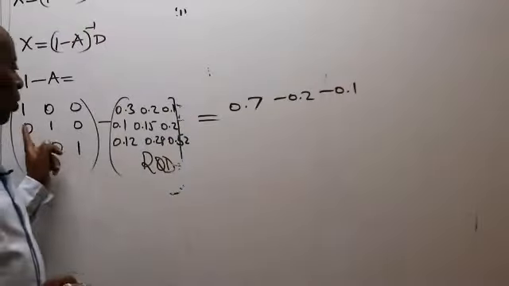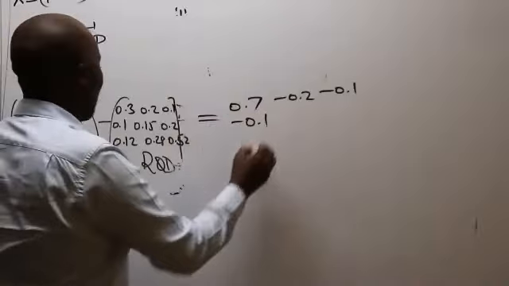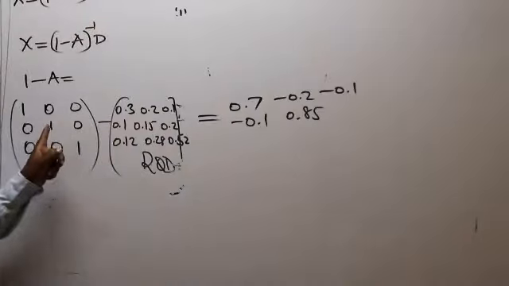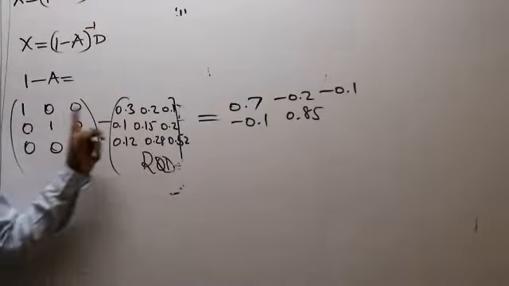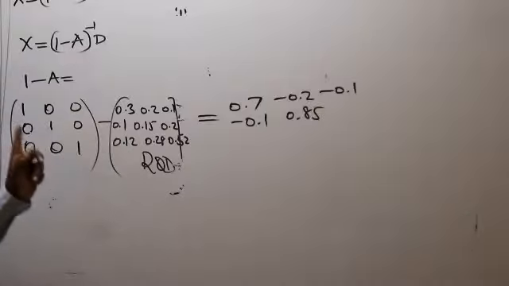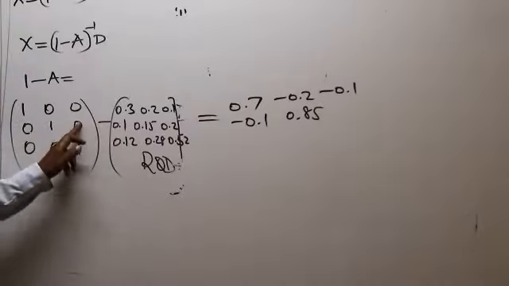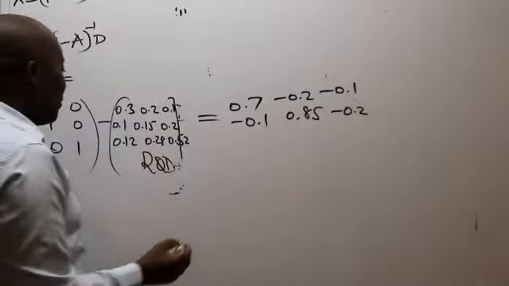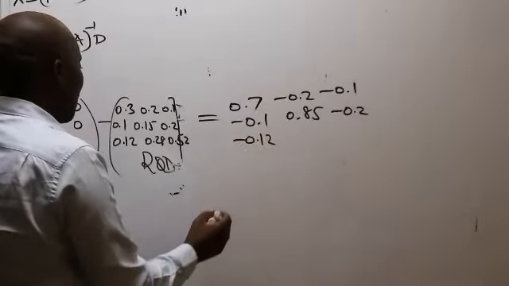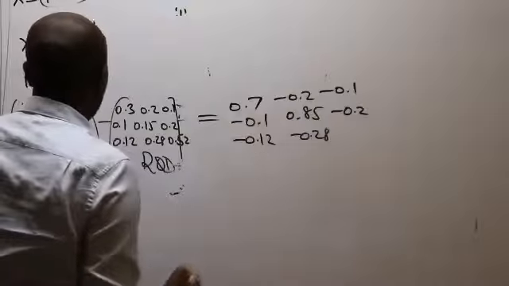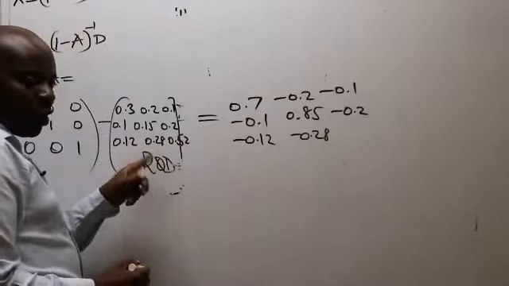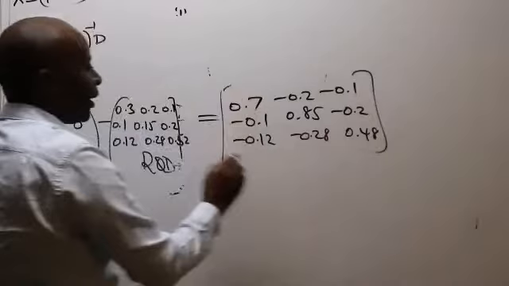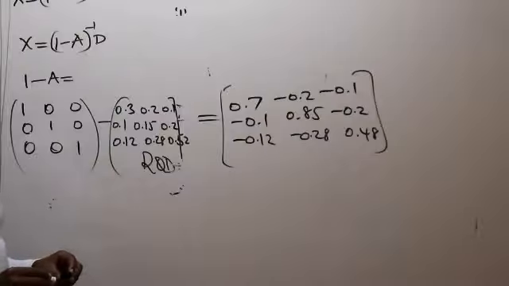Then we go to the second row. The first one will be minus 0.1. The middle one will be 0.85. Let me move slowly here. Remember, it is the second one here and the second one here, so I'm subtracting 0.15 from 1, which gives me 0.85. The third element here will be 0 minus 0.2, which gives me minus 0.2. Then we come here, we have minus 0.12, minus 0.28, and the last one will be 1 minus 0.52, which gives me 0.48.